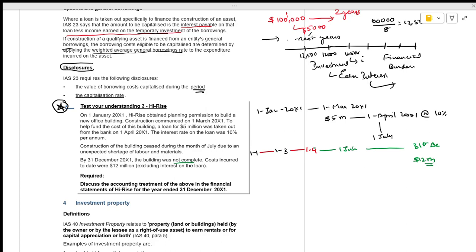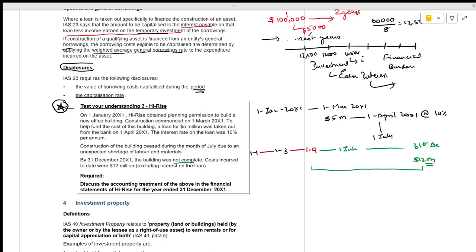Cost incurred to date is how much? Now we have to make sure in total how much there is. Construction commenced on 1st March. The building loan was taken from the bank from 1st April till 31st March.